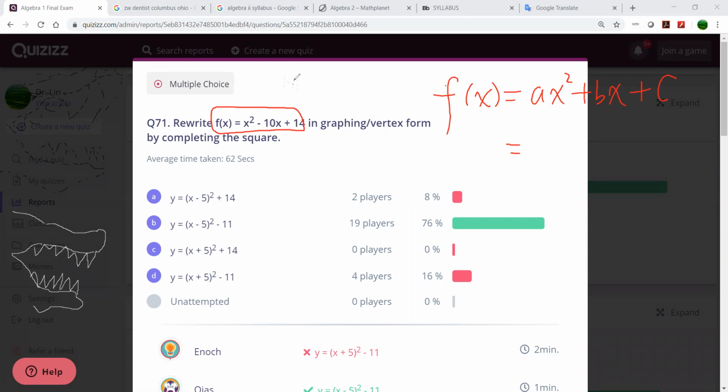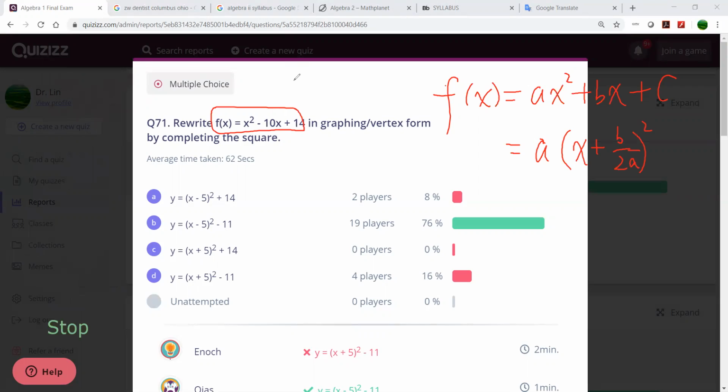So this one actually can be changed into what? A, right? X plus B over 2A squared, and plus what? 4AC minus B squared over 4A, right? You guys still remember this one? It takes a bit longer time to get this, right?